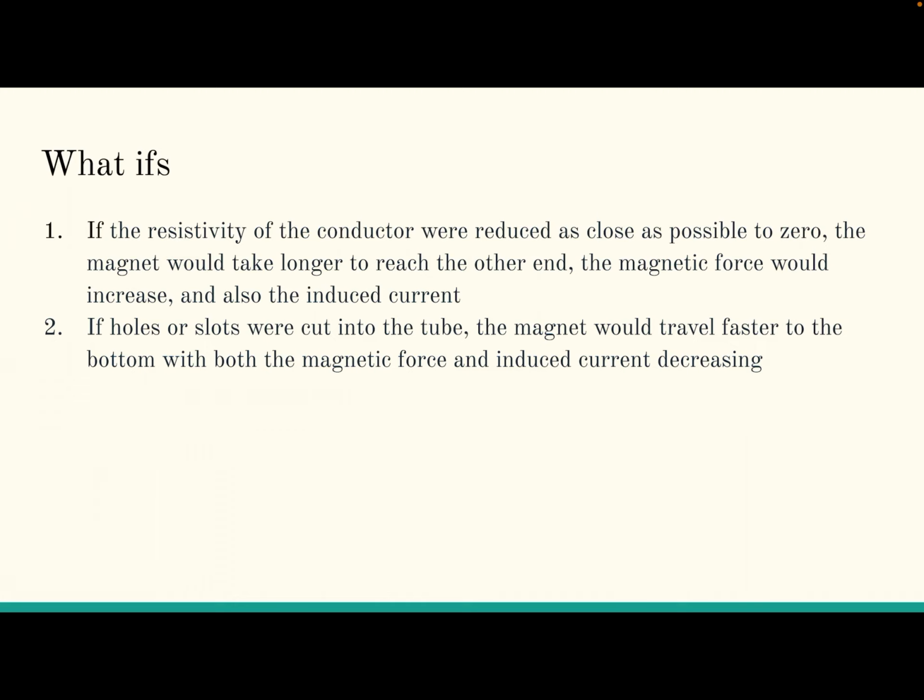making it go slower. Now, if holes or slots were cut into the tube, the opposite would happen, since now the magnetic force would be less. Therefore, the force of gravity would have more effect on the bar magnet and make it go faster.